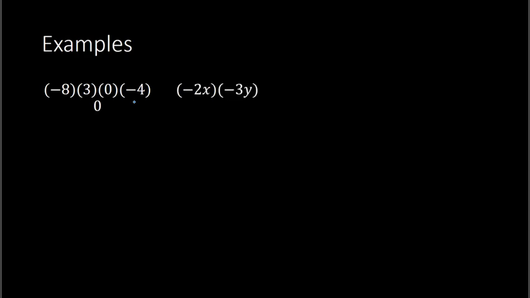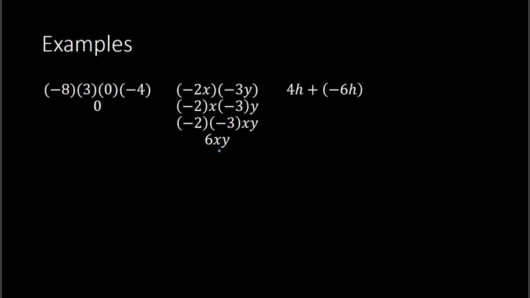Next, we have some variables thrown in. We have -2x times -3y. So I can think of this as all multiplication. So we have -2 times x times -3 times y. What I do is I multiply the number parts together. So the -2 times -3 would give me a +6. And then the x times y would be written as xy. So this expression, 6xy, is the same thing as 6 times x times y. And this would be my solution.